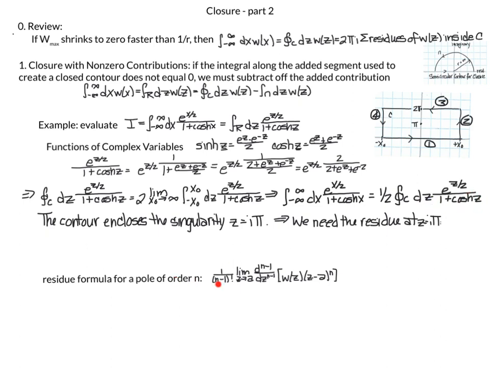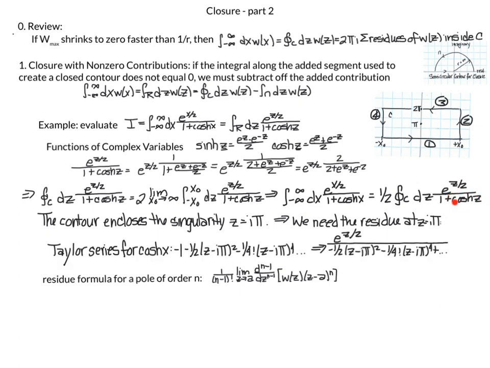We need 1 over n minus 1 factorial, limit as z approaches a, the n minus 1 derivative of w(z) times z minus a, that's our singularity, raised to the n. This gets rid of the singularity, and we're left with the limit as z approaches a of the derivative of w(z). But to use this, it's hard to see the singularity here in cosh z, so I am going to use the Taylor series expansion for cosh of z.